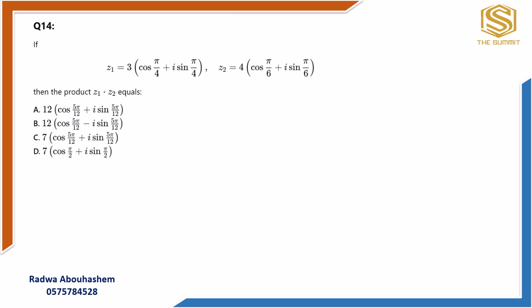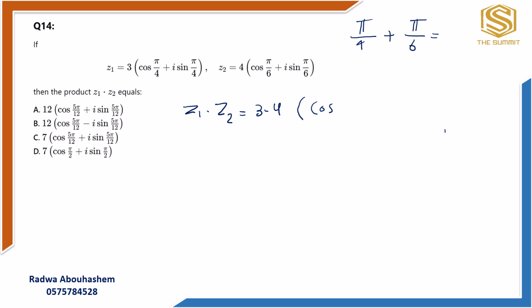Question number 13, he's giving you here two polar complex numbers, and he's asking you to get the product. It's so easy. You just multiply the radii and you add their angles. So let's do it here. z1 times z2 equals 3 times 4 times cosine of pi over 4 plus pi over 6. If you are multiplying, you add the angles. If you are dividing, you subtract the angles.